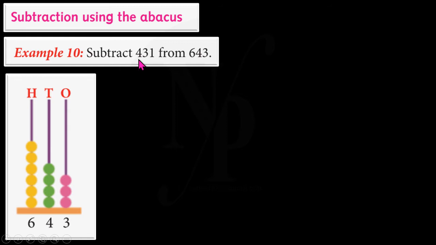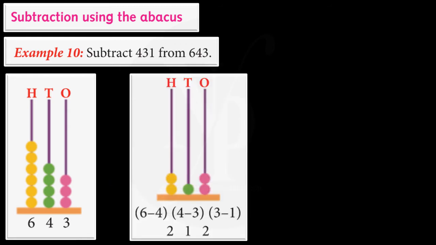And then we have 4 in hundreds place. So we have to remove 4 beads. 1, 2, 3, 4 beads removed, then only 2 beads are left here. So after removing these beads from the abacus, the new number of beads on the abacus is shown like this.